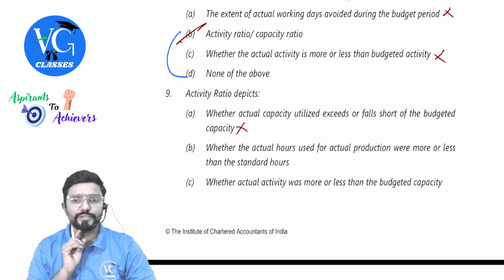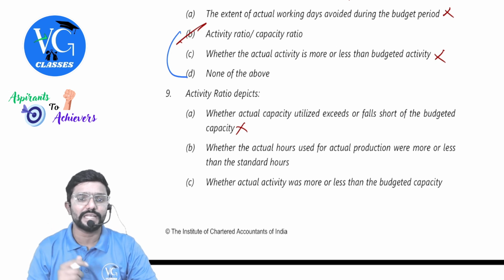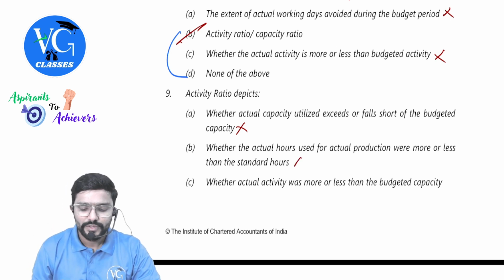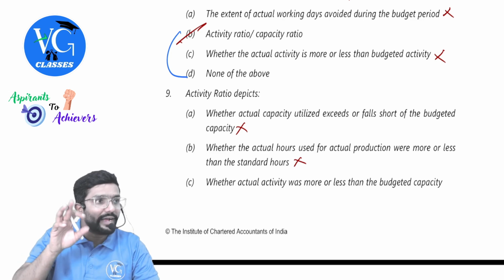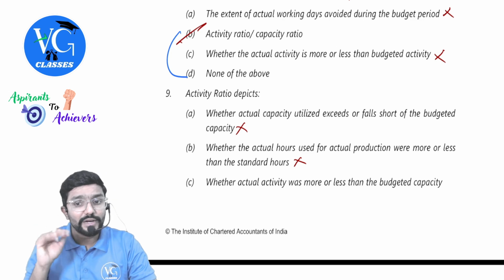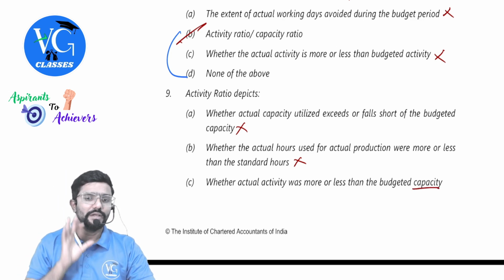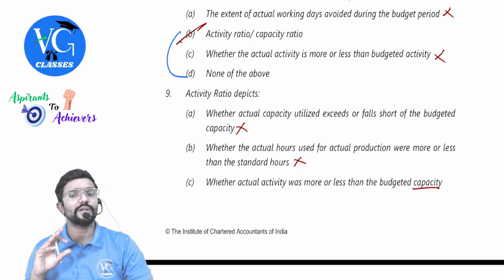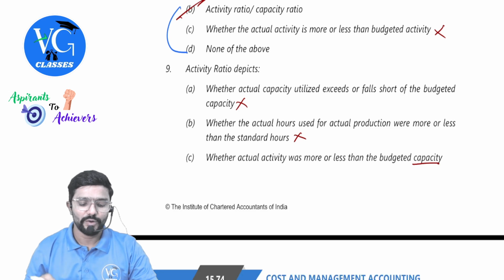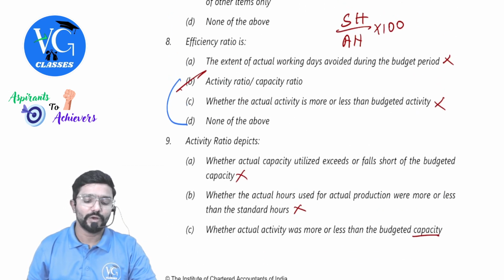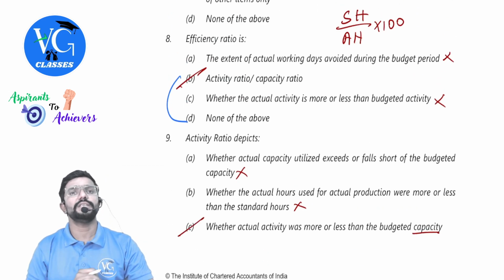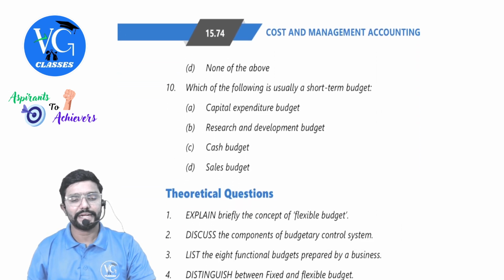Whether the actual hours used for actual production were more or less than the standard hours. No, whether actual activity, now we have come to the point, was more or less than budgeted capacity. It should have been the activity again, but still, whether actual activity was more or less than budgeted. Okay, let us see the last one. None of the above. So out of the given options, which is the answer? C. We are measuring the activity.